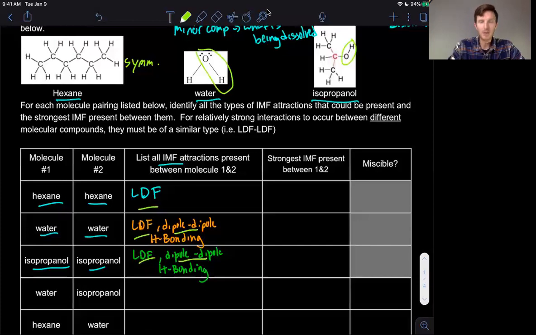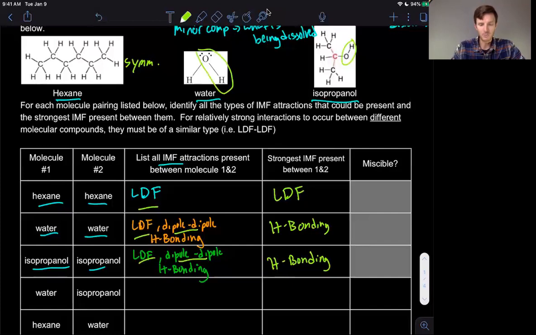And so within the possible interactions that these molecules can have, the strongest interactions that hexane can have are London dispersion force attractions. We would have the strongest interactions between water and water, and isopropanol and isopropanol would be hydrogen bonding. And so this is just looking at these pure substances. Now we're not going to try and identify whether hexane is miscible with hexane. Hexane will mix. It's going to happen if we have the same substance.